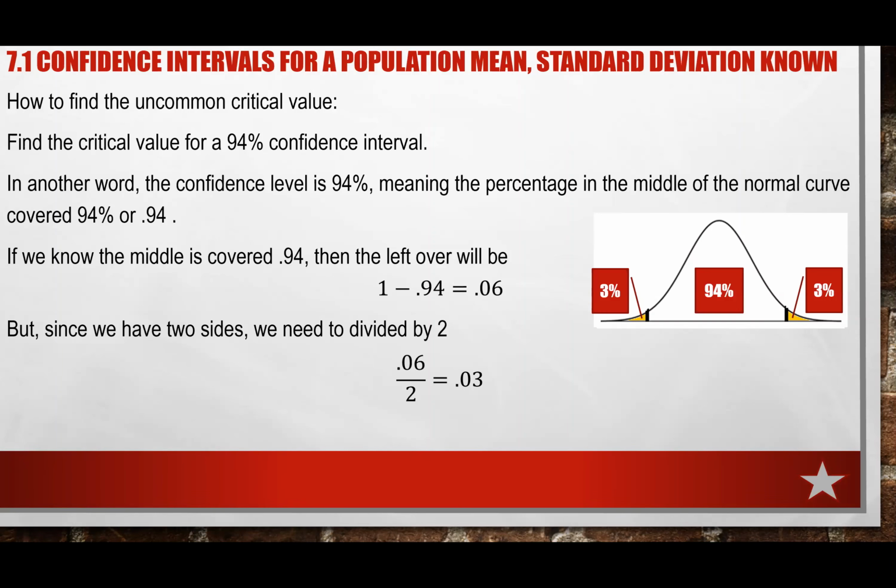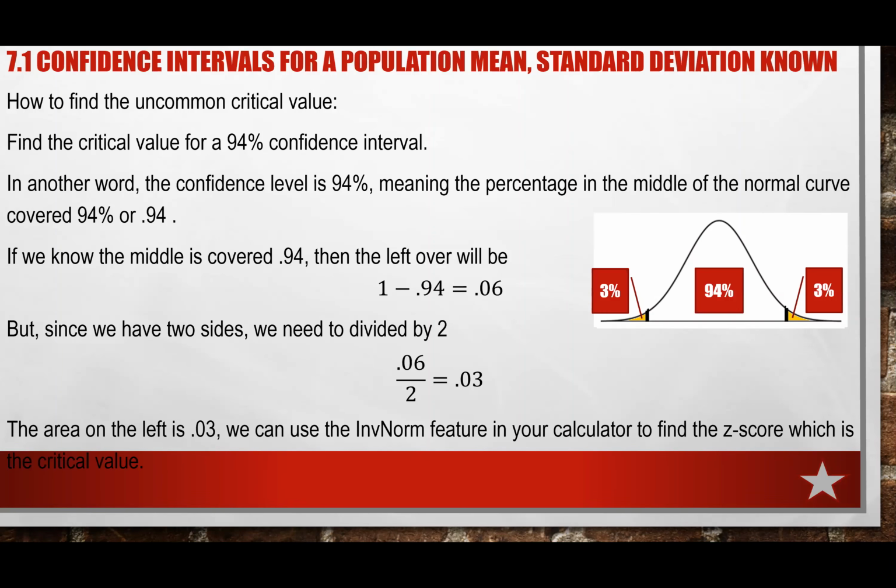Now, I use the inverse norm, which takes the percentage on the left, which is 0.03. Once I have this, I will see that the z-score will be 1.88. I think it's 1.8805 something. But on the left-hand side it will be a negative number, and on the right-hand side it will be a positive number.